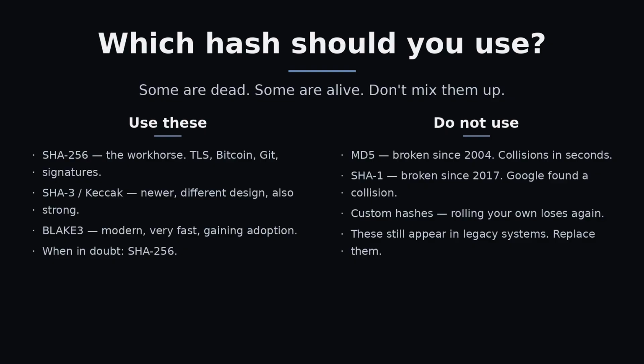There are several hash functions in use, and not all of them are still safe. The current default is SHA-256, part of the SHA-2 family standardized in 2001. It's what backs TLS, Bitcoin, Git, and almost every signature you'll see in production. SHA-3 and Blake 3 are newer alternatives, different internal designs, both considered strong.